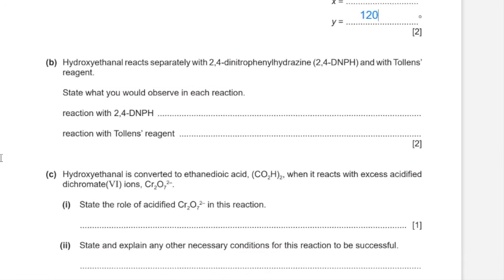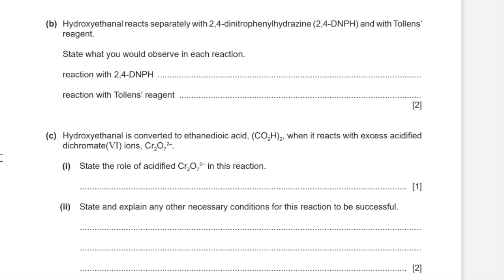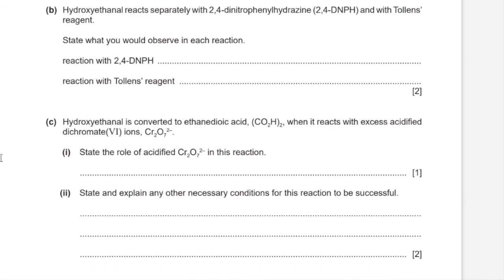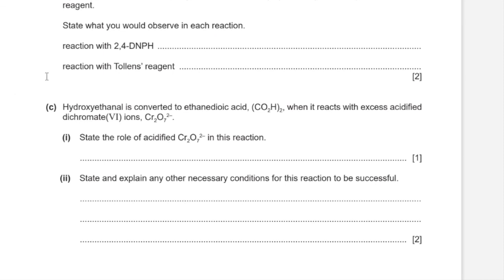B. Hydroxyethanal reacts with 2,4-dinitrophenylhydrazine and with Tollens' reagent. State what you would observe in each reaction. In the first reaction, you'd have an orange precipitate, and in the second one, you'd have a silver precipitate.